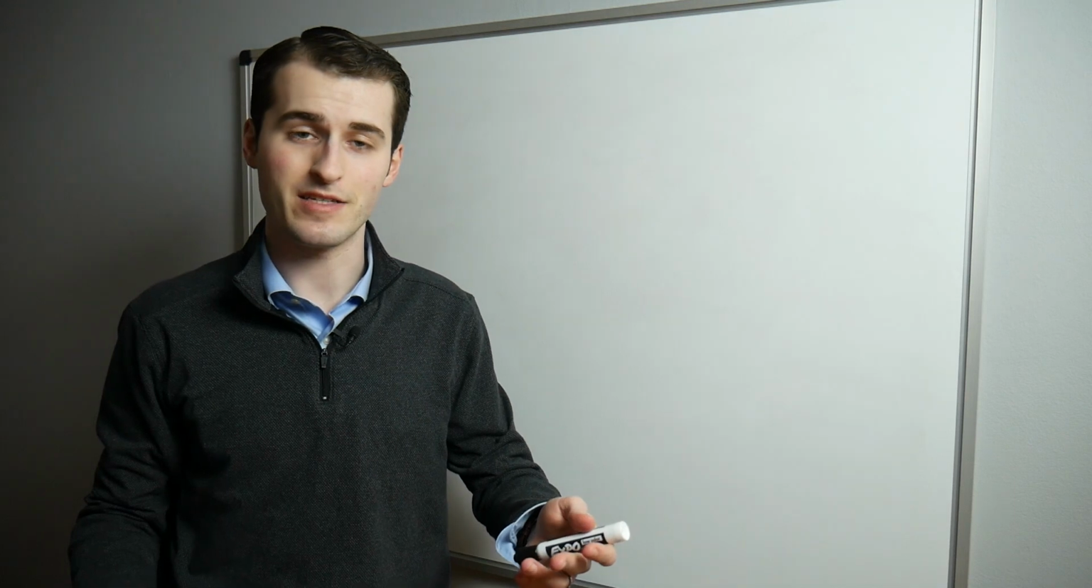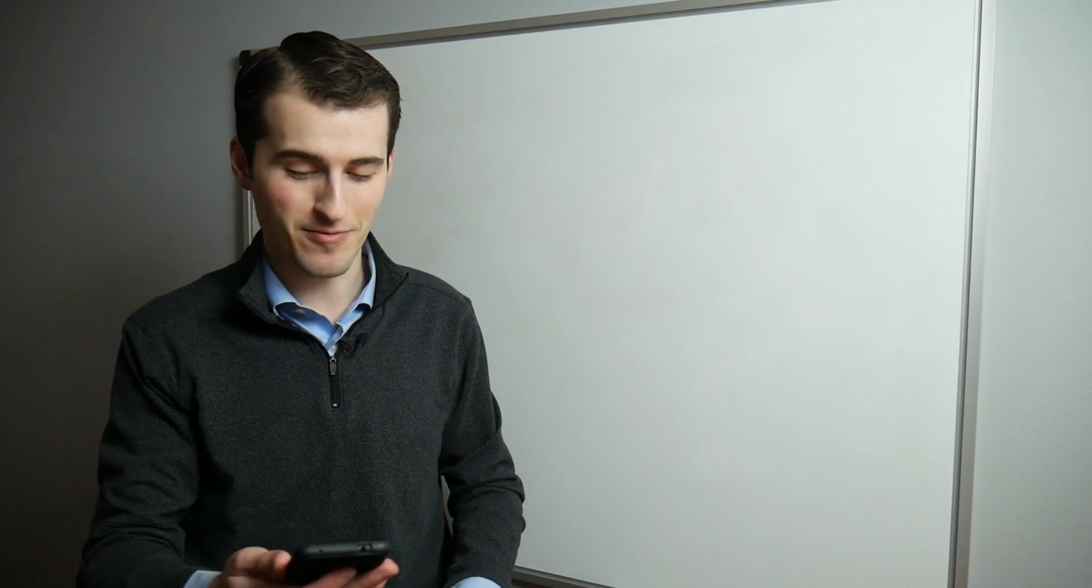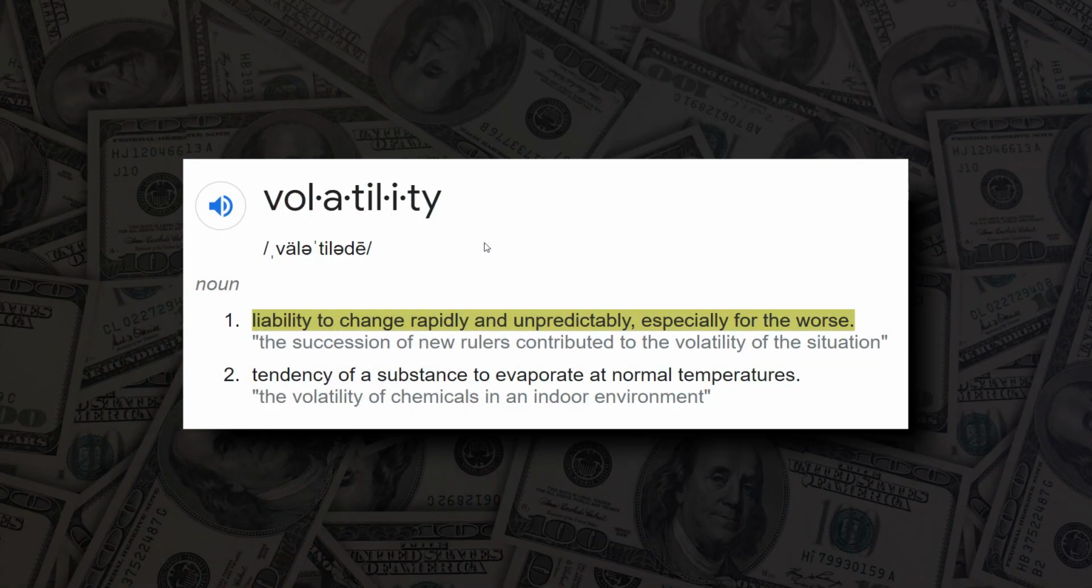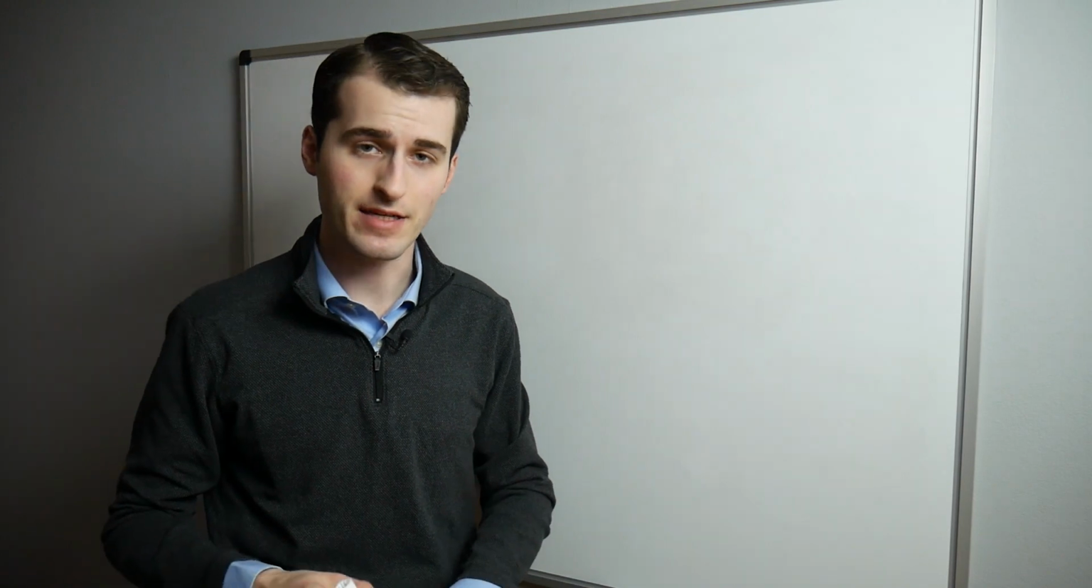Now, before we get into an example, let's figure out what volatility actually means. I've got the dictionary definition right here. Volatility means the liability to change rapidly and unpredictably, especially for the worst. When we apply this concept to finance and investing, it generally refers to the price change and the price movements in a particular stock or investment in a particular period of time. So the more volatile an investment, the more it will go up and down in price within a given period. Now here's why volatility in particular is not risk.